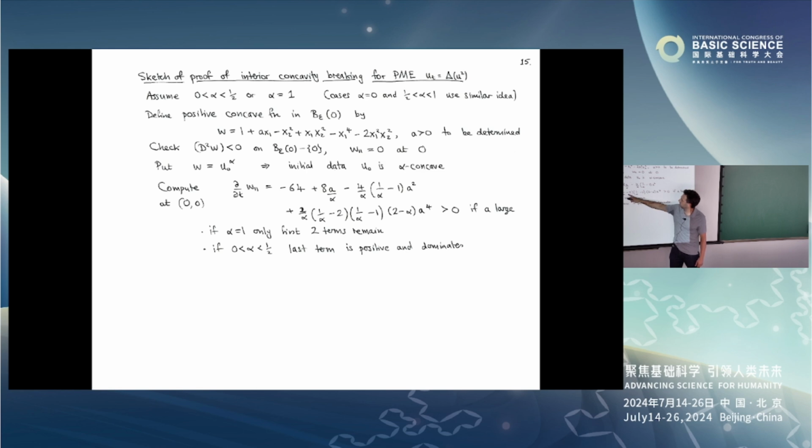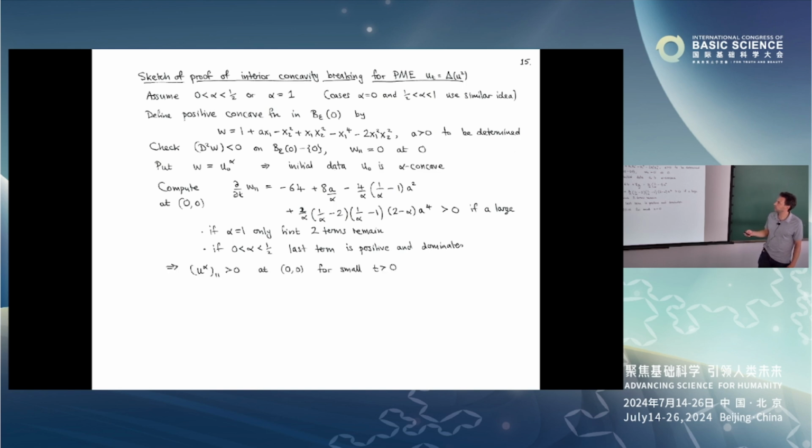Notice that this is positive because alpha is less than 1/2. This is positive, so this dominates because there's an A to the 4, and then you take A larger, and that's positive. But then you see that you can't possibly be concave if W1 is going to be positive at later times. So that says U alpha 1, 1 is positive, and therefore you're not alpha concave.